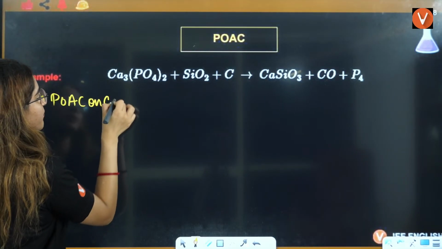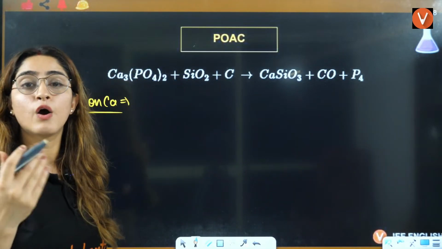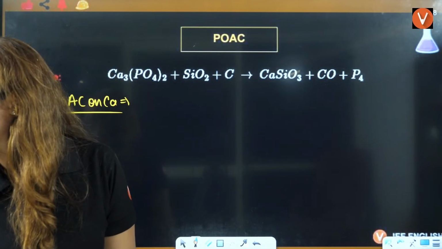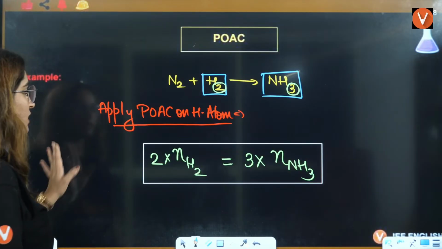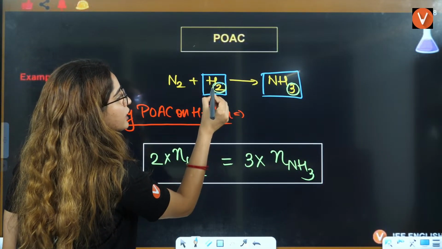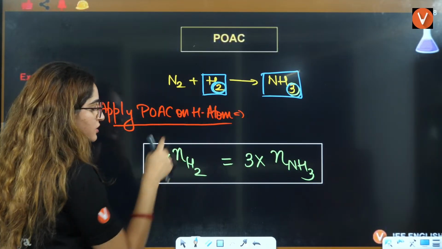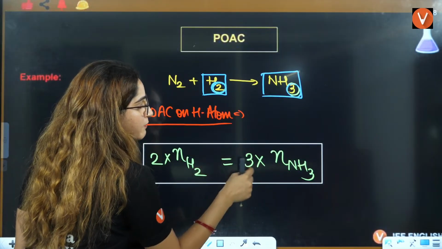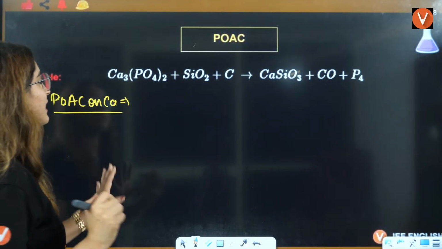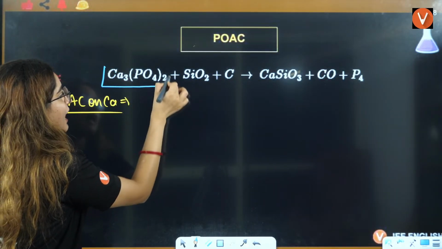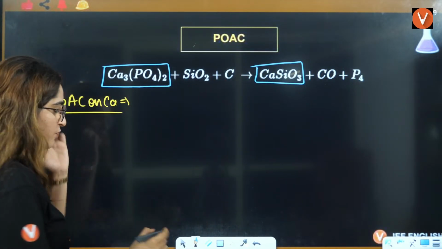POAC on calcium. So if you talk about calcium, what are the molecules where calcium is present? Abhijit, see, this is 2, right? This is what I am telling you. This is 2, this is 3. This number of moles will be multiplied by this digit, that is 2. This number of moles will be multiplied by this digit, that is 3. Now, let's see the next thing. This is calcium and here this is calcium. 2 compounds of calcium we have.